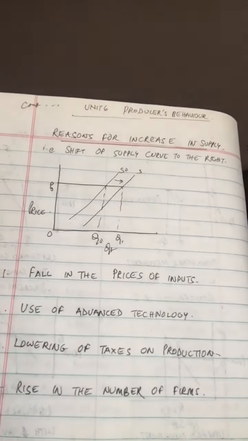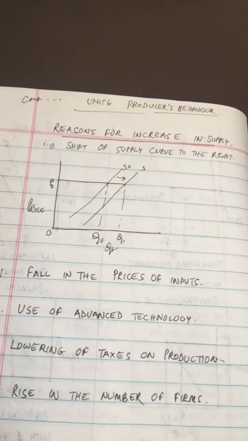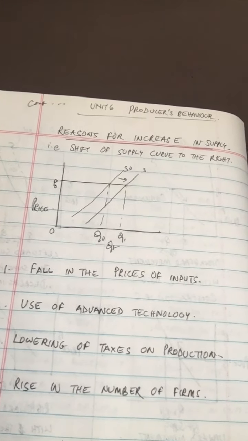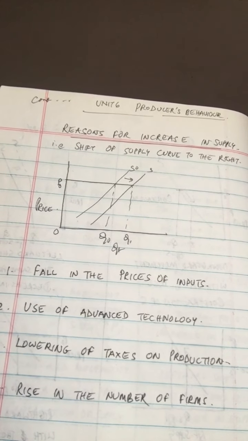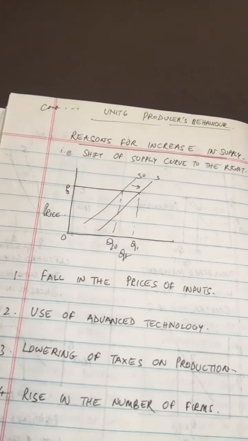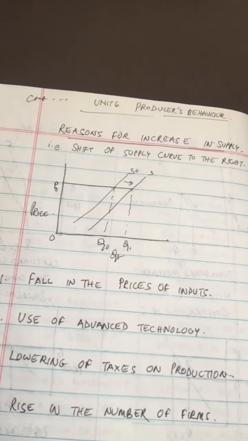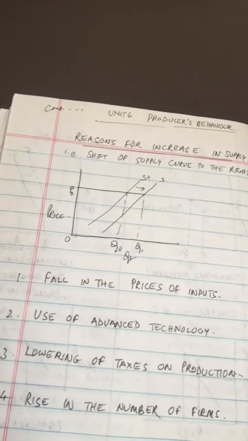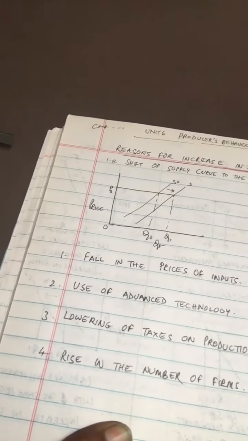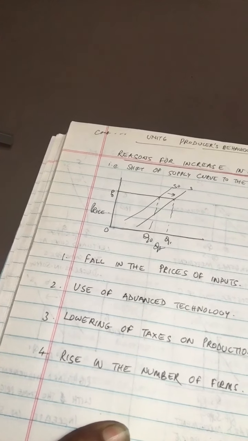First of all, let me show you that a rightward shift denotes an increase in supply. That means at the same price more is supplied. Now, after all, why is there an increase in supply? Why does the supply curve shift to the right? So we've given some reasons, such as fall in the price of input. Any fall in the price of input will cause a rightward shift.